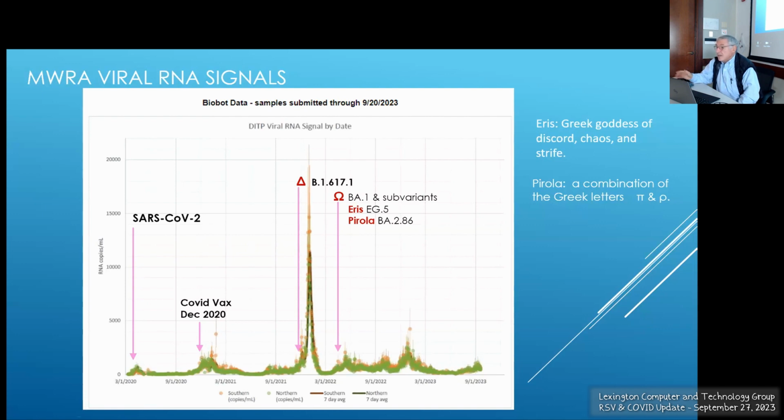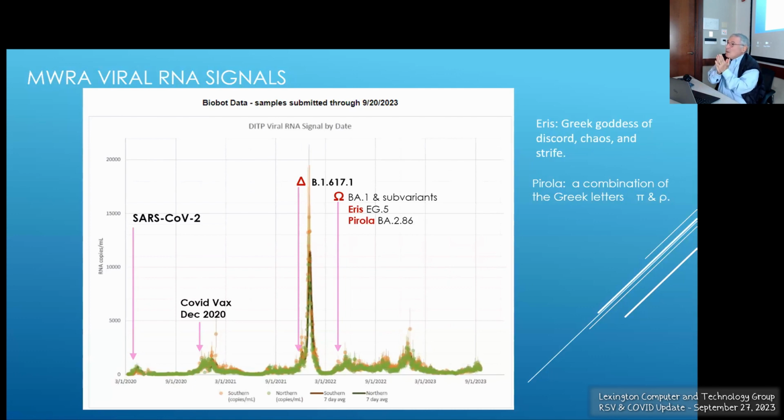And what's really interesting, like here, there were almost 20,000 copies of COVID virus in 1 milliliter of sewer water. That's a lot of copies, 20,000 RNA copies per milliliter. So that's the collected waste that's come to the MWRA, 20,000 copies in every milliliter. That's a lot of COVID.